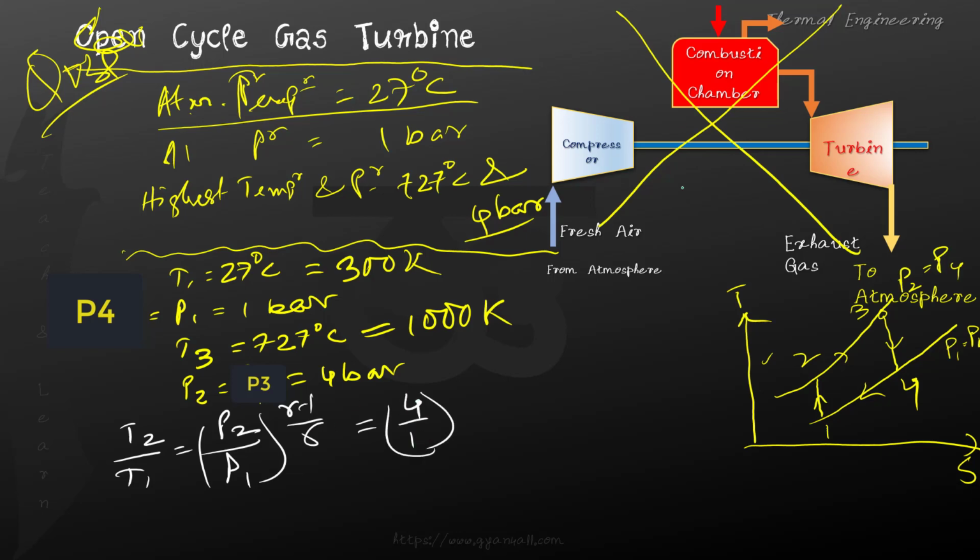to the power (gamma minus 1) by gamma. Now we can assume the value of gamma equal to 1.4. Sometimes you have to assume the value of gamma and also the value of Cp. Cp equal to say 1 kilojoule per kg per Kelvin and Cv equal to 0.72 kilojoule per kg per Kelvin.